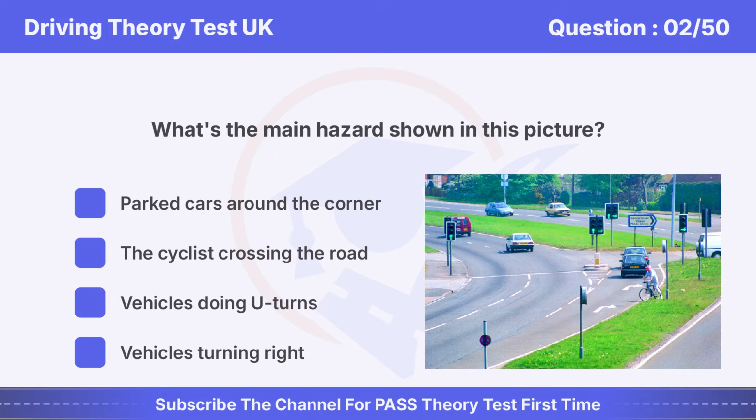Question 2. What's the main hazard shown in this picture? Option A. Parked cars around the corner. B. The cyclist crossing the road. C. Vehicles doing U-turns. D. Vehicles turning right.